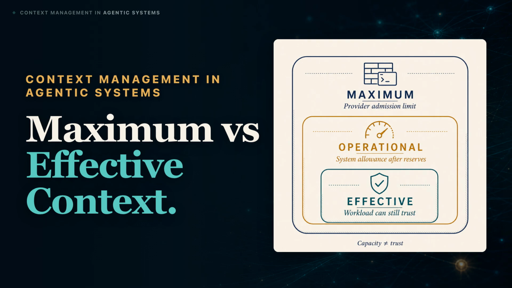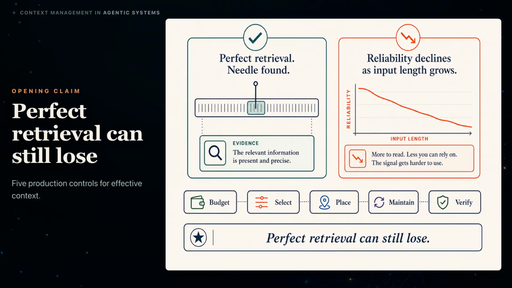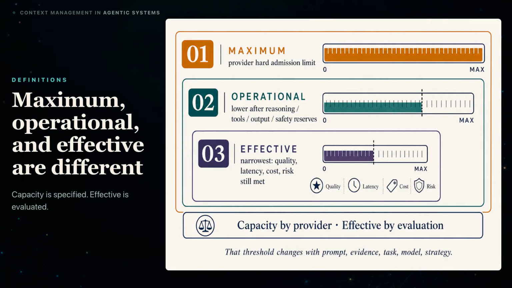Maximum versus effective context. In controlled tests, model performance fell as the input grew even when the relevant information was retrieved perfectly. I'm Mehrdad. In this video, I'll give you 5 production controls for effective context: budget, select, place, maintain, and verify. Maximum context is the provider's hard admission limit for a particular model and endpoint.